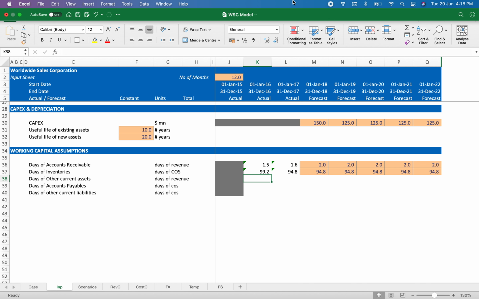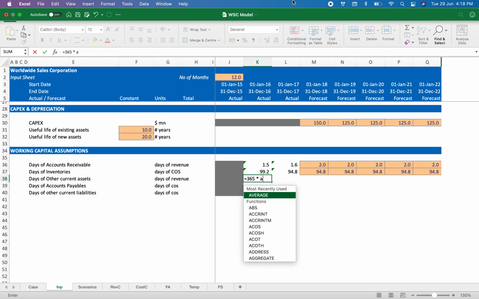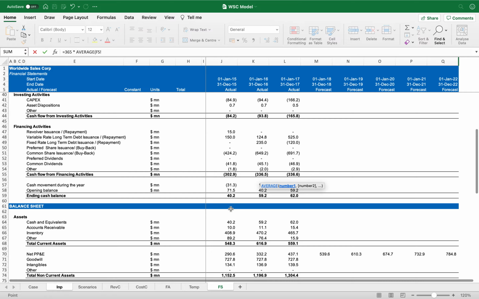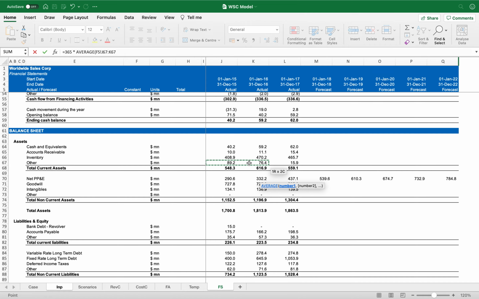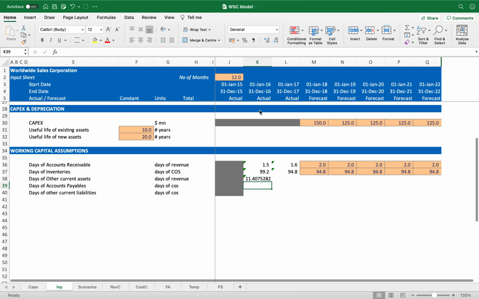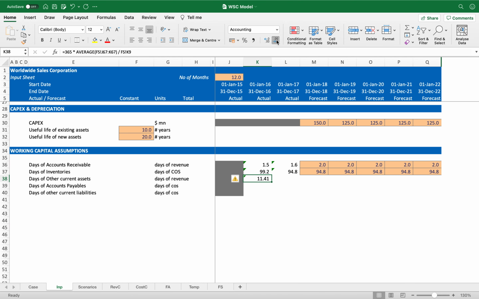Days of current assets. Now, let's say other current assets also, you keep it on revenue. 365 multiplied by average other current assets divided by, again, revenue. So 11.4 days.